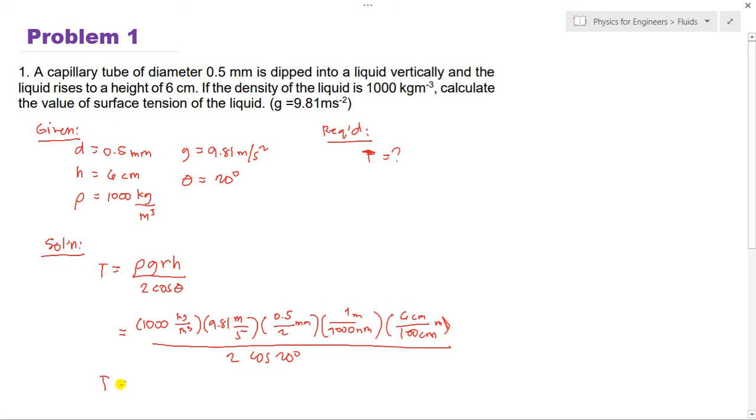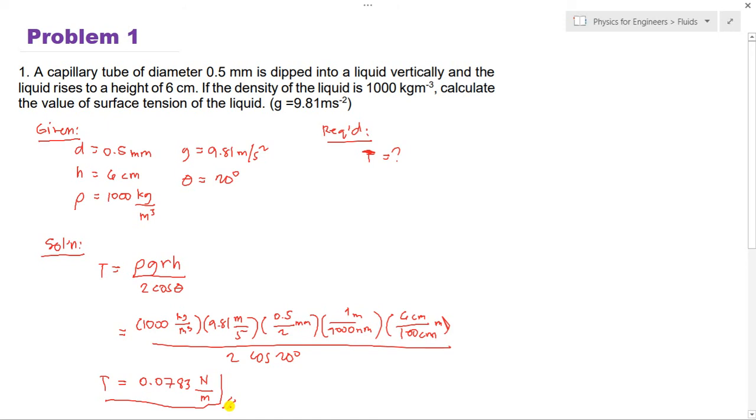Surface tension is 1000 times 9.81 times 0.5 divided by 2 times 6 all over 1000 times 100 divided by 2 cosine of 20. The answer is 0.0783. This is in Newton per meter. So that is the surface tension for problem number 1.